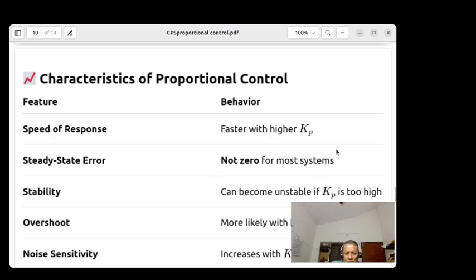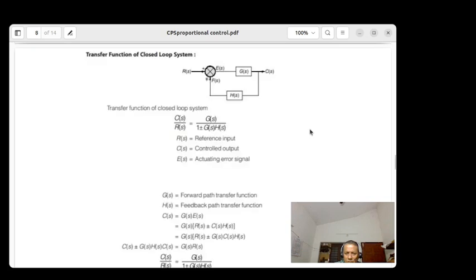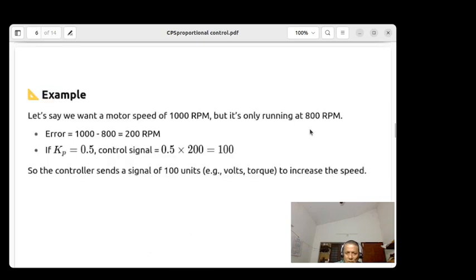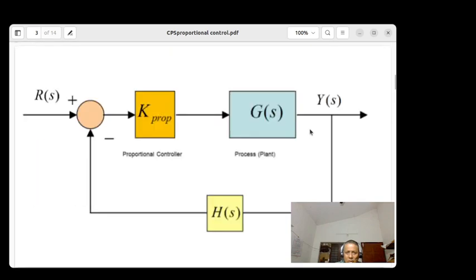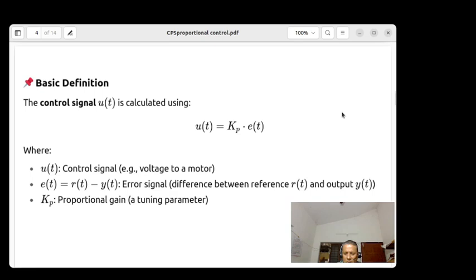That is, if the error is 0, what will happen here? 0 into gain is 0. So there will not be any controller action. So there should always be an error for a proportional controller to work. If the error is 0, the proportional controller will fail to work. So that is the problem with the proportional controller.